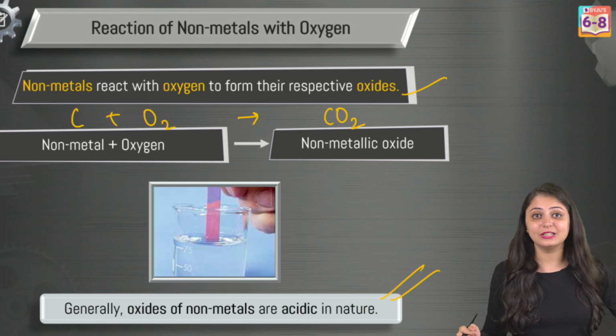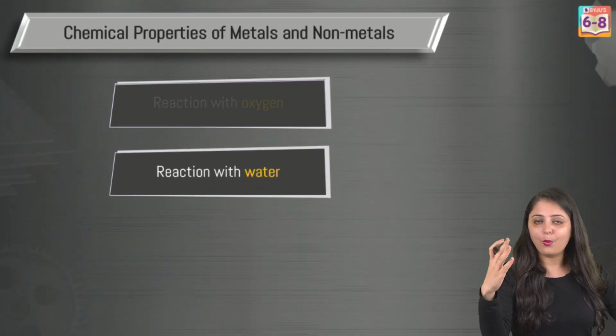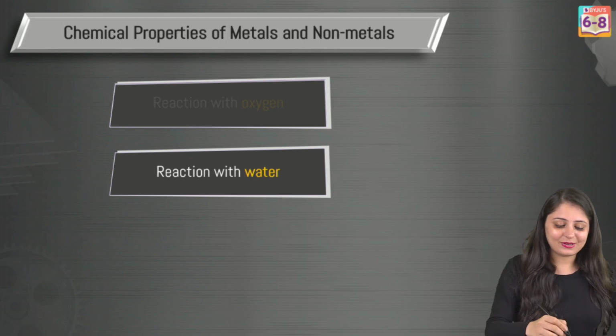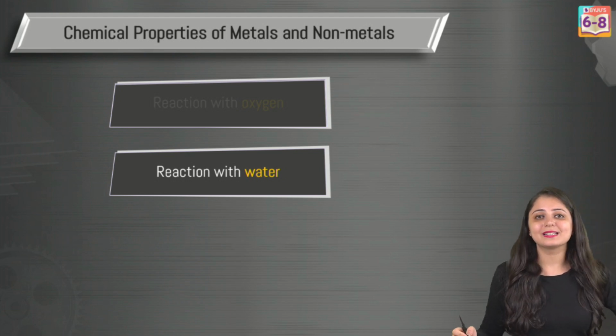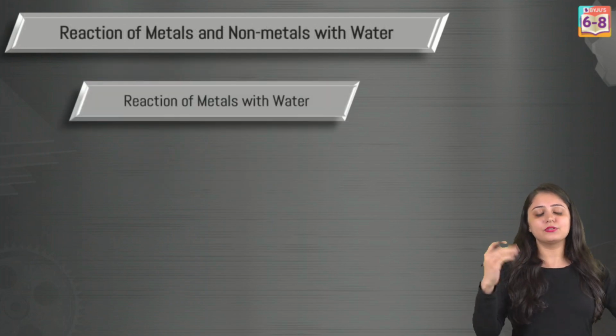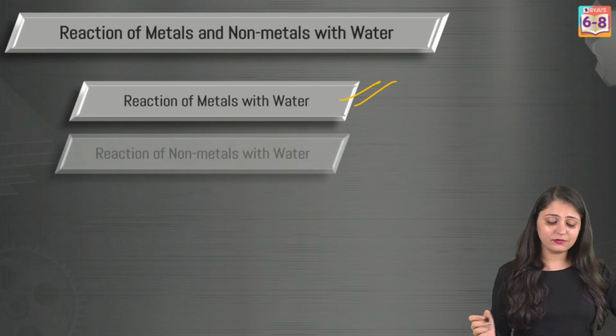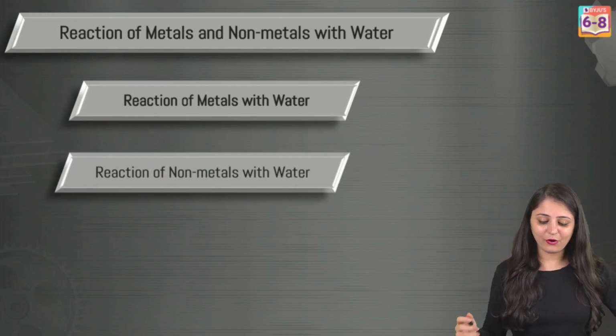We can easily figure out the nature, right? So there you go. Now we know how the reaction with oxygen is taking place. So we are done with this, and now it's time to understand the reaction with water. Again, we've divided this in two parts. First, reaction of metals with water, then reaction of non-metals with water. We'll start with the former.